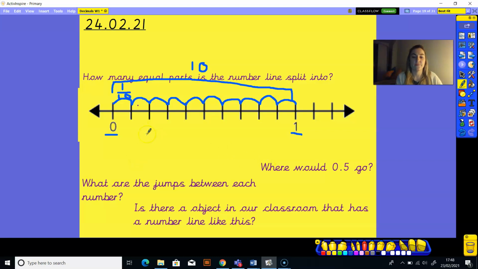Okay? So if we know this is equal to 1/10, we could write that as a decimal here. Now, if we've got 0.1 here, because that marks 1/10, where would 0.5 go? Well, we know that 5 is half of 10. So 0.5 would go somewhere in the middle because we're halfway to our whole number. So 1, 2, 3, 4, 5. So we have got 0.5.